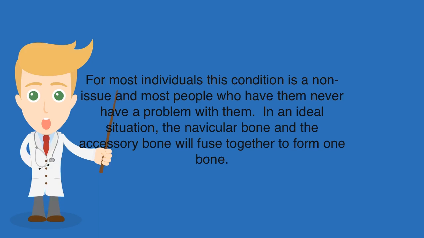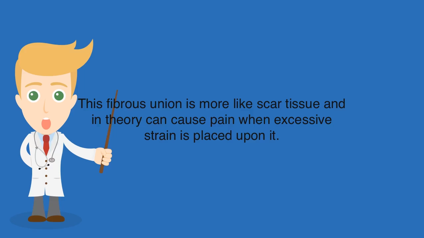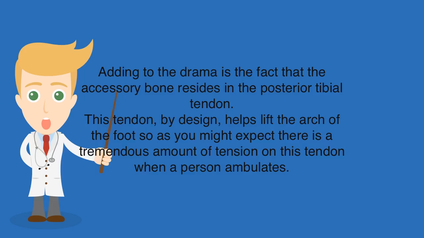In an ideal situation, the navicular bone and the accessory bone will fuse together to form one bone. The problem that occurs is that sometimes the two bones do not fuse together and the patient is left with what is known as a fibrous union, or basically a non-solid union of bone to bone. This fibrous union is more like scar tissue and in theory can cause pain when excessive strain is placed upon it. Adding to the drama is the fact that the accessory bone resides in the posterior tibial tendon.